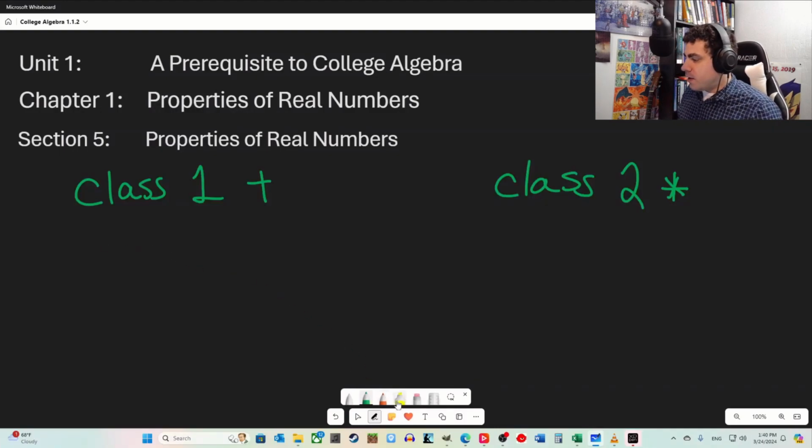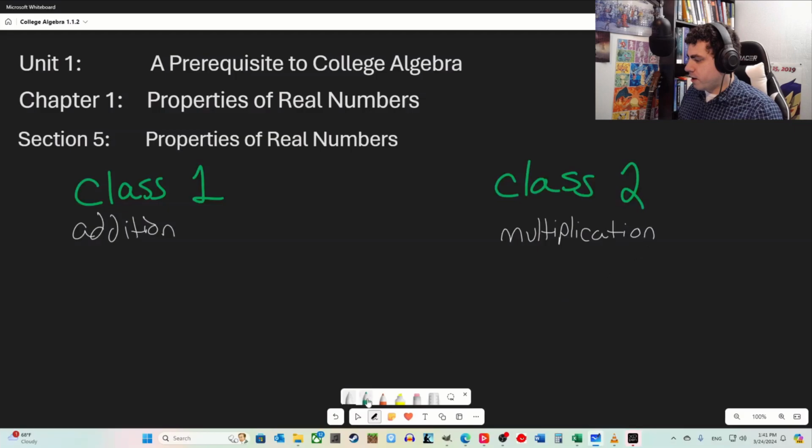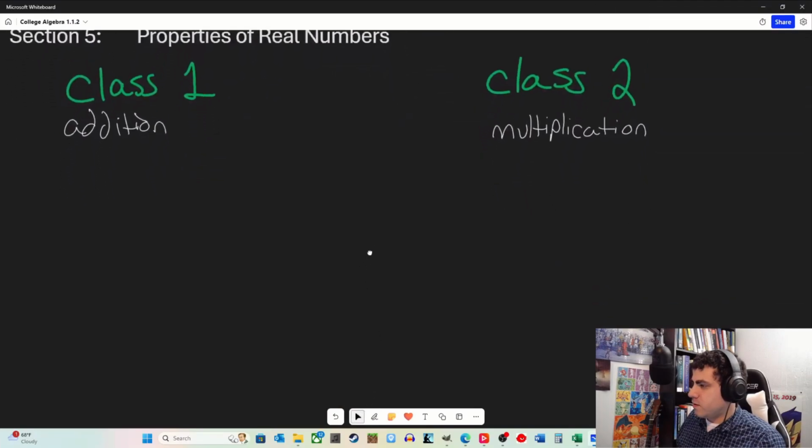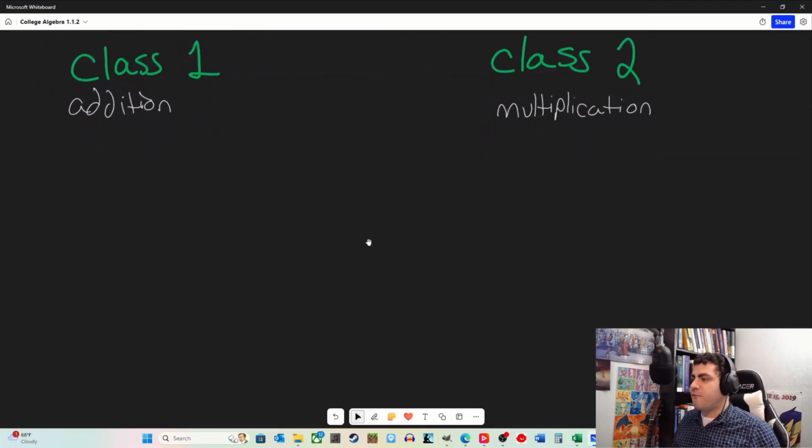Instead of writing the plus sign and the multiply sign, I'm going to go ahead and write addition and multiplication. Okay, so properties of real numbers. The first property we are going to talk about is your inverse property. So I'm going to write inverse. Let's use orange.